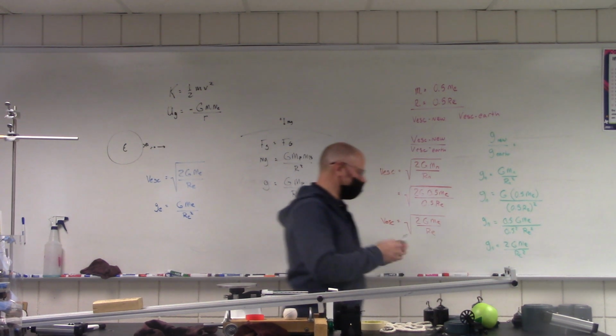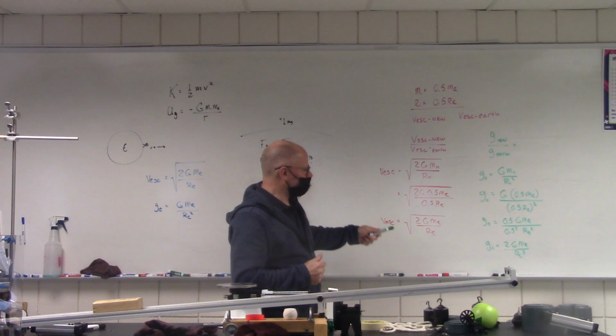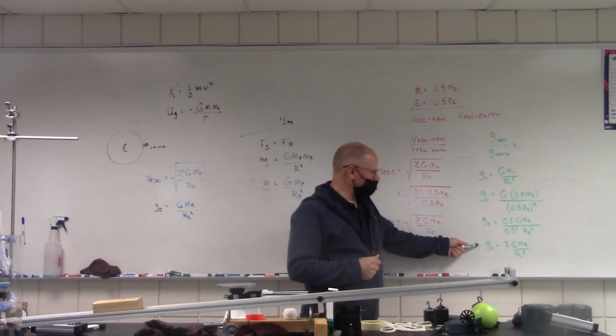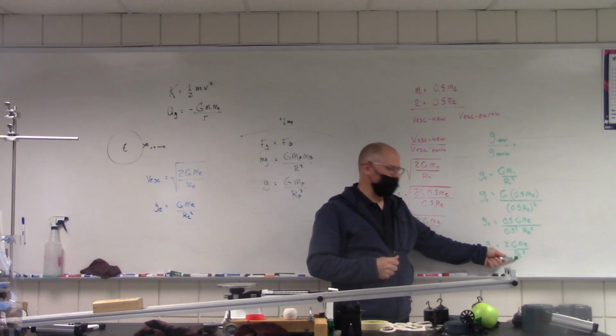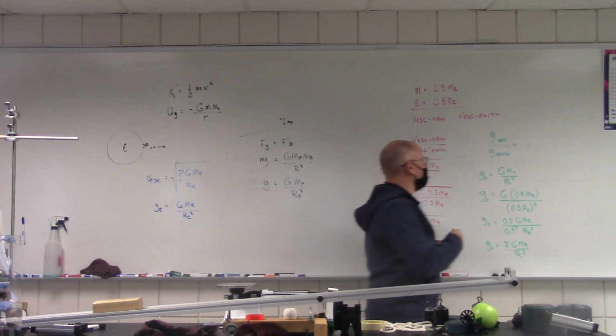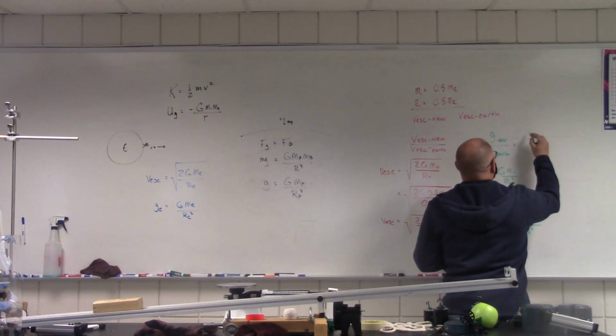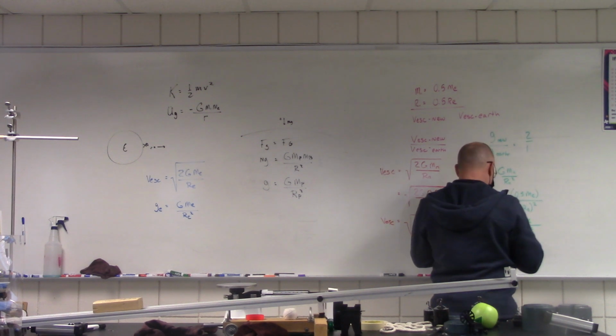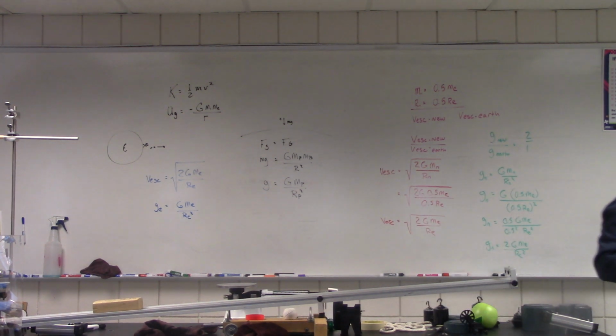So what we're noticing here is that if I now compare these two, the g of the new planet is 2 G mass Earth divided by radius Earth squared. And so it's twice as much. So this would be a 2-to-1 ratio. I find that really interesting: if you shrink the planet down to half the mass and half the radius, the escape speed is the same, but the acceleration due to gravity is twice as much.